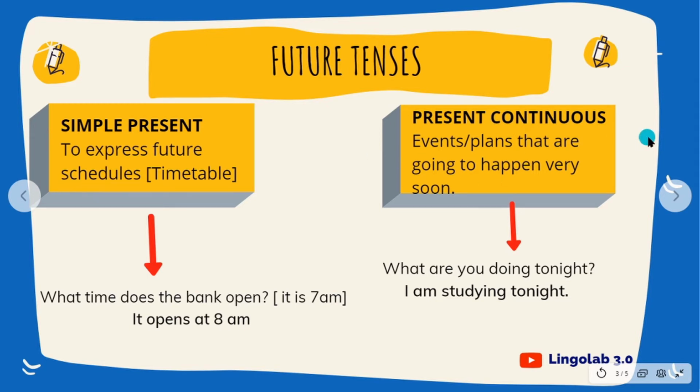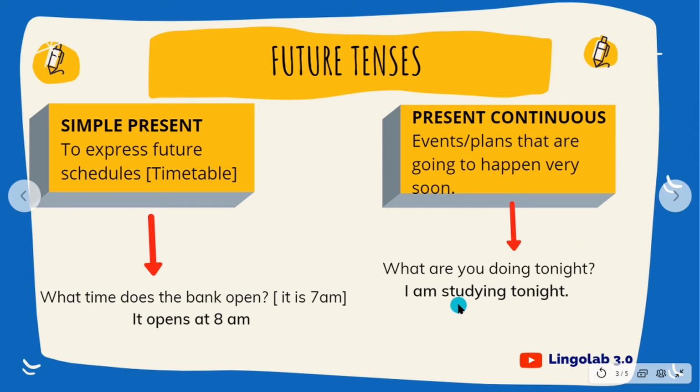Our second structure, which is the present continuous. So we use the present continuous to express actions that are happening in the moment. I know you guys know that, but also you can use it to express events that are going to happen very soon. This is what is normally called the near future. Present continuous, it's also the near future.